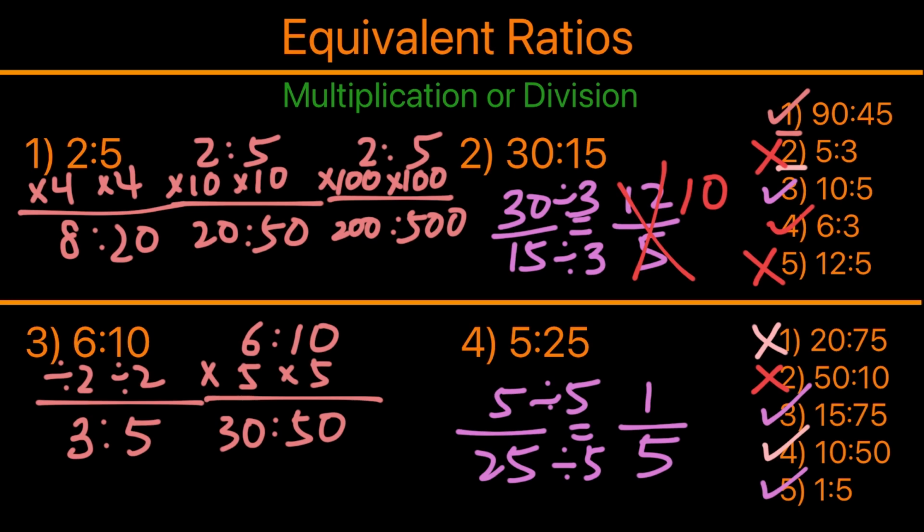So these 4 are examples of how you would find equivalent ratios by either multiplication or division. Hopefully this is helpful to you, and thank you for watching.